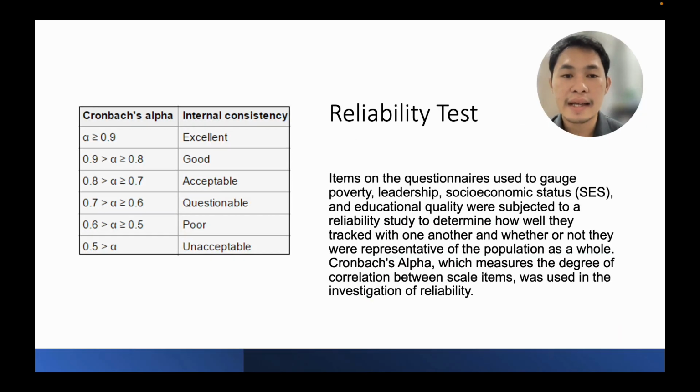Reliability tests. Items on the questionnaire used to gauge poverty, leadership, socioeconomic status, and educational quality were subjected to a reliability study to determine how well they track with one another and whether or not they were representative of the population as a whole. Cronbach's alpha, which measures the degree of correlation between scale items, was used to investigate this reliability.